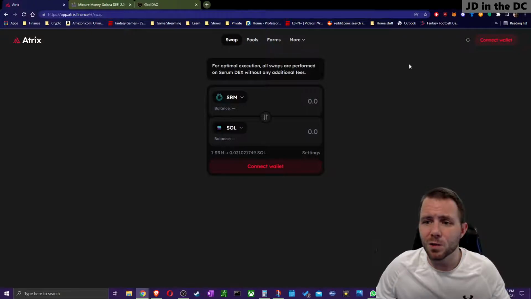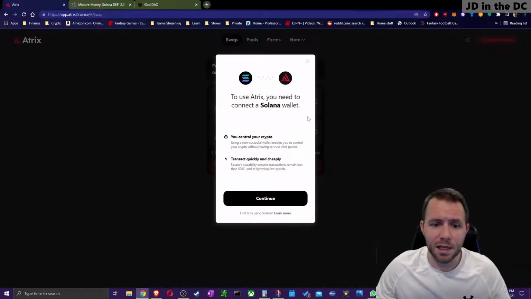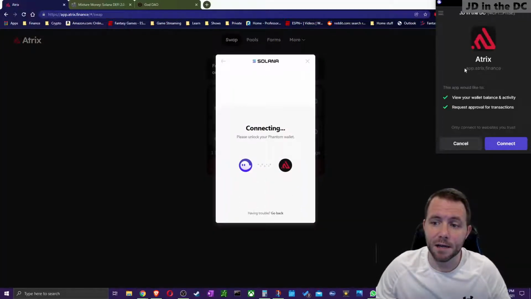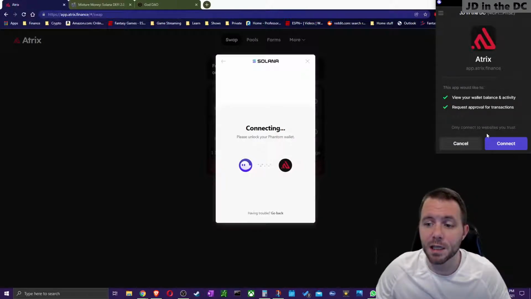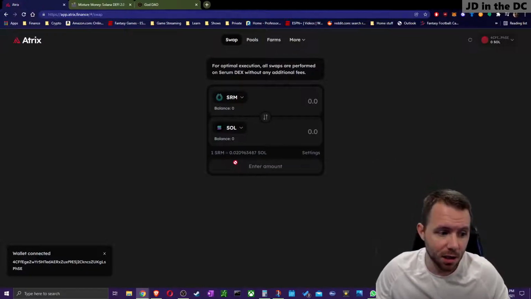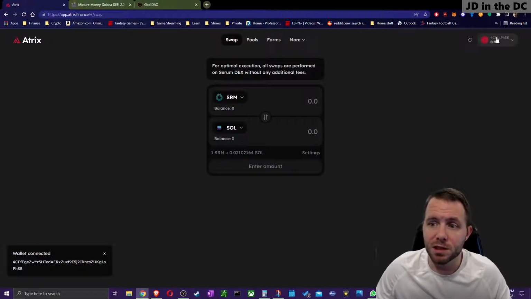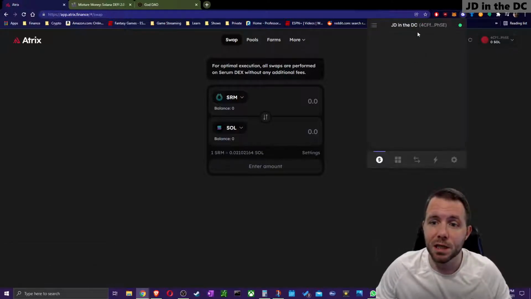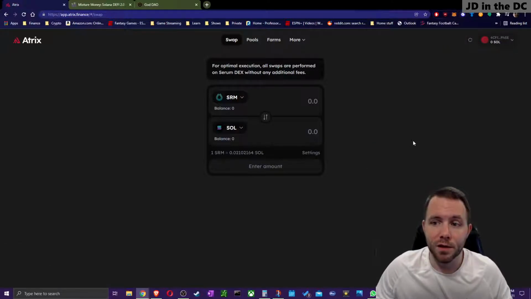Same thing here. The first time you're connecting your wallet on any new Solana site that you go to, you connect your wallet, and it's always going to give you something of this nature. If it's your first time connecting, you have to approve the connection. So do that. Wallet connected, and you'll see your wallet address up here that matches the wallet address that you have available.